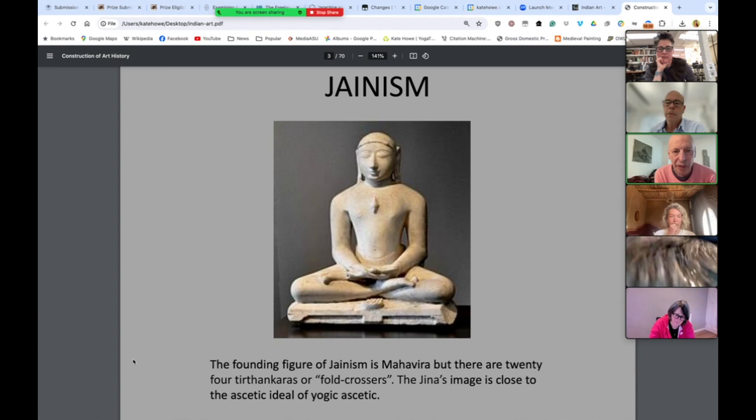The main religions are Jainism, Buddhism, and Hinduism. The founding figure of Jainism is Mahavira, and there are 24 Tirthankaras, or ford crossers. The Jain images are close to the ascetic ideal of the yogic ascetic. It started roughly the same time as Buddhism, but it's differentiated from Buddhism in quite a number of ways, though the iconography looks very similar.